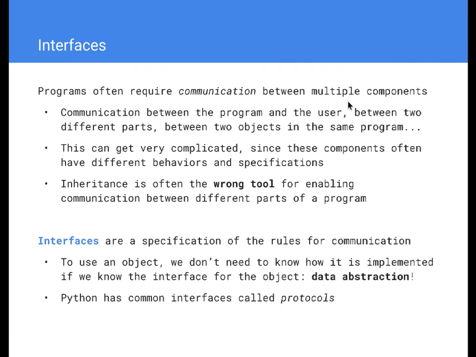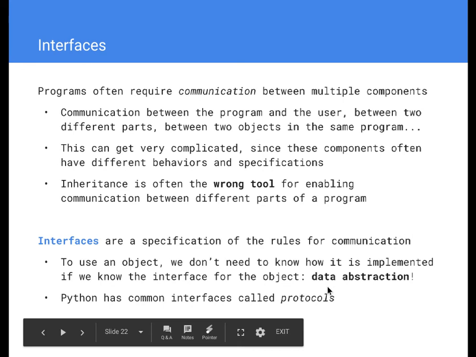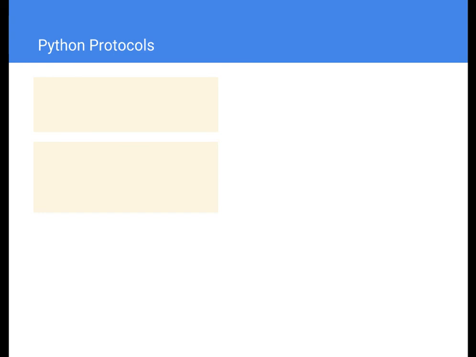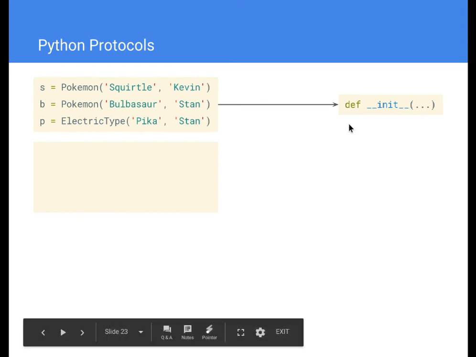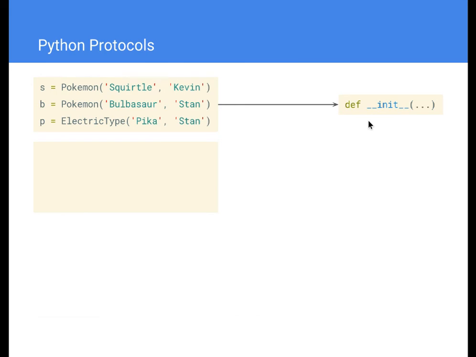Python has a common interface called protocols. I'll show you a couple of those protocols. We've seen before that I can create Pokemon: S for Squirtle, B for Bulbasaur, P for Pika. They all have this common function called init, which we usually find in the Pokemon class, right? We defined init in the Pokemon class, and somehow when I say Pokemon and put parentheses after the class name, Python knows to look up the init method and call that method.